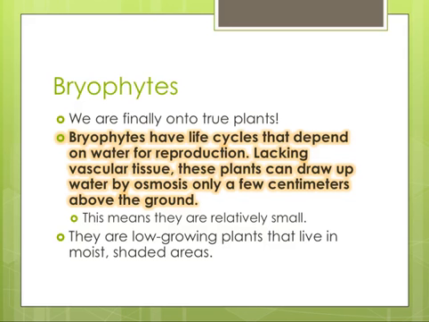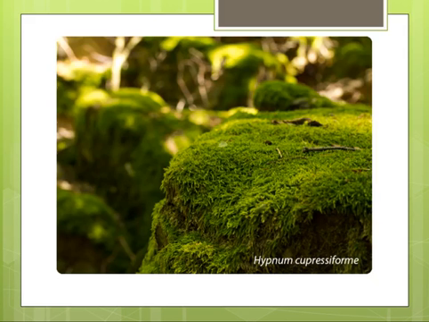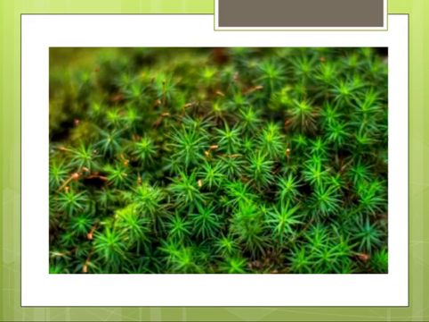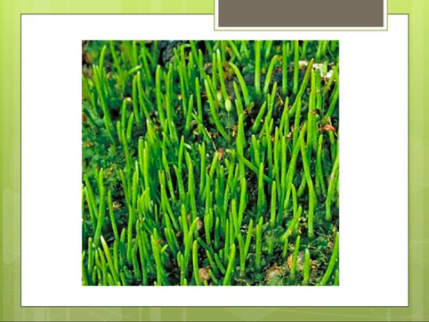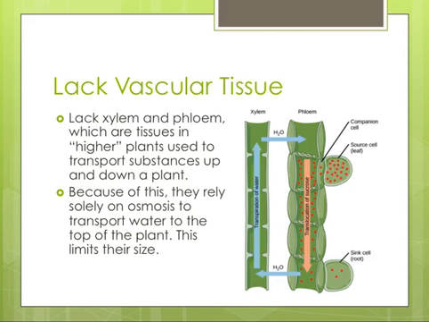So let's look at some examples of what bryophytes are. The most common example of bryophytes is moss. And maybe you've seen some moss in low, shady, wet areas. Here's another picture of moss. But there are also less common bryophytes. One is called a liverwort, and another is called a hornwort, and we'll discuss each of those.